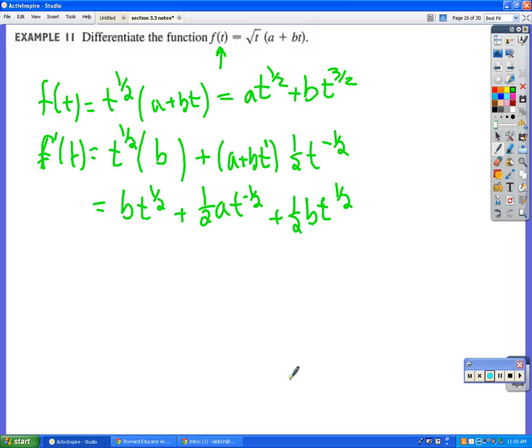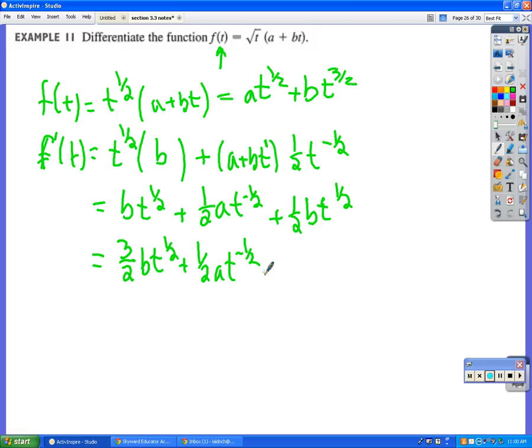Okay, we have two like terms here, bt to the 1/2 and 1/2 bt to the 1/2. So if I have a full bt to the 1/2 and I have half a bt to the 1/2, how many bt's to the 1/2 do I have? 1.5. So that is 3 halves bt to the 1/2 plus 1/2 at to the negative 1/2. And that is our final answer.